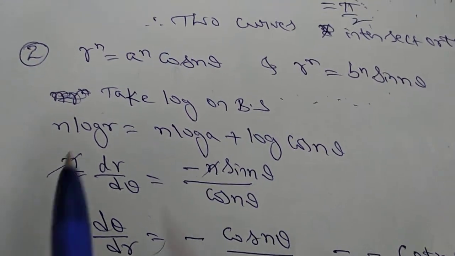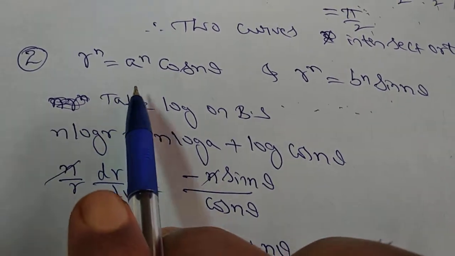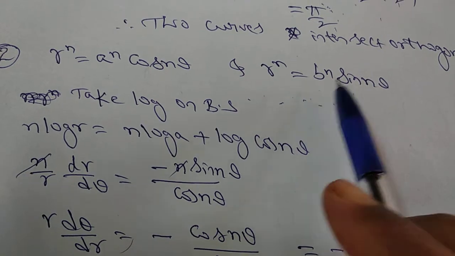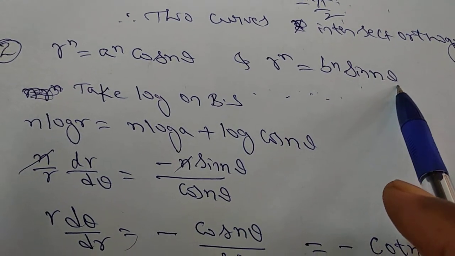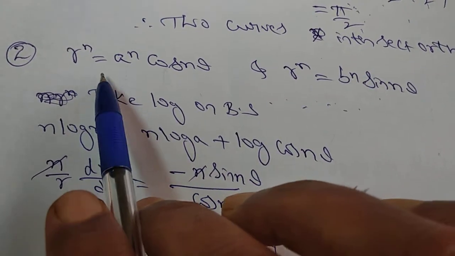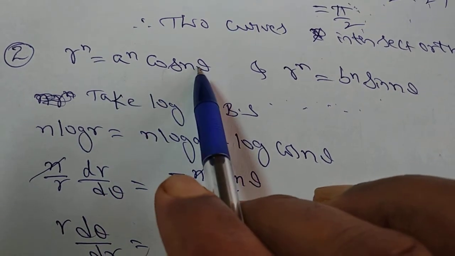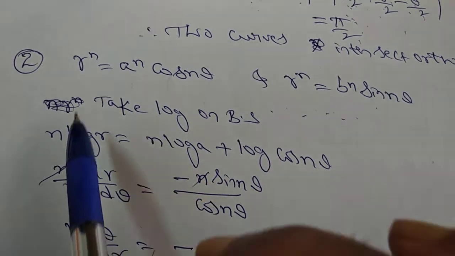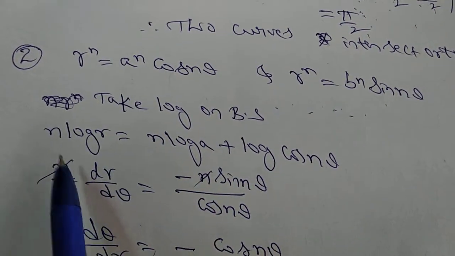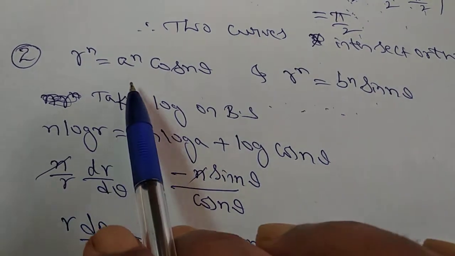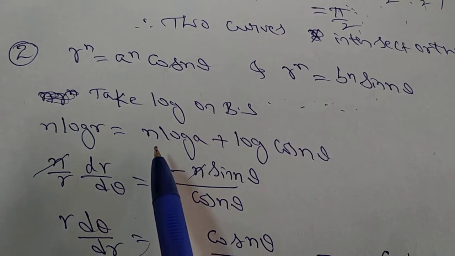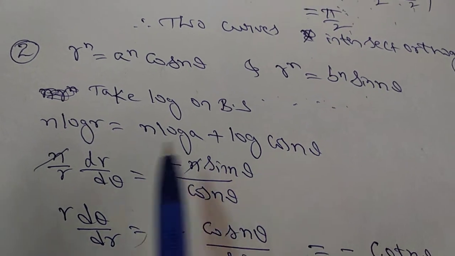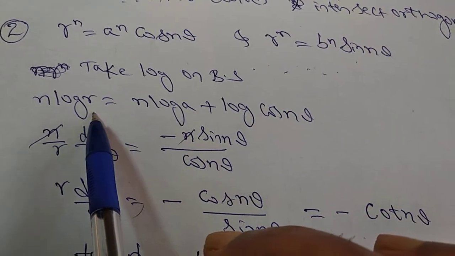So next problem, r power of n equals a power of n cos n theta, and r power of n equals b power of n sin n theta. So you take the first curve, r power of n equals a power of n cos n theta. So take log on both sides. What? Log r power of n can be written as n log r. So log a power of n can be written as n log a plus log of cos n theta. Now differentiate with respect to theta.